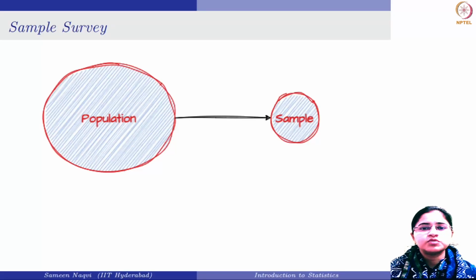We are going to understand the concept of sample survey, which is one of the types of observational studies and is also the most commonly used one. First of all, let us understand the concept of a population and sample. Population is basically the entire set of individuals or objects in which we are interested.